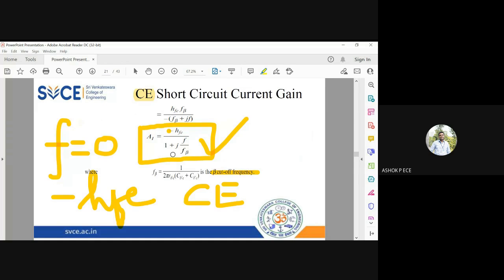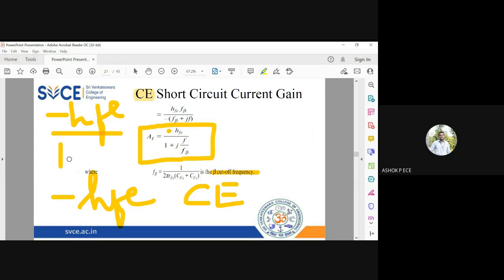So when you put f equal to f beta here, you get minus HFE. When you put f equal to f beta in the given expression, you will get minus HFE by 1 plus j. And when you take the modulus of the complex number, you get minus HFE by root 2.